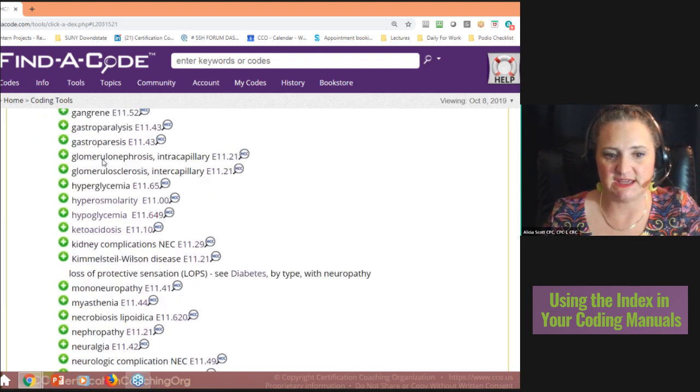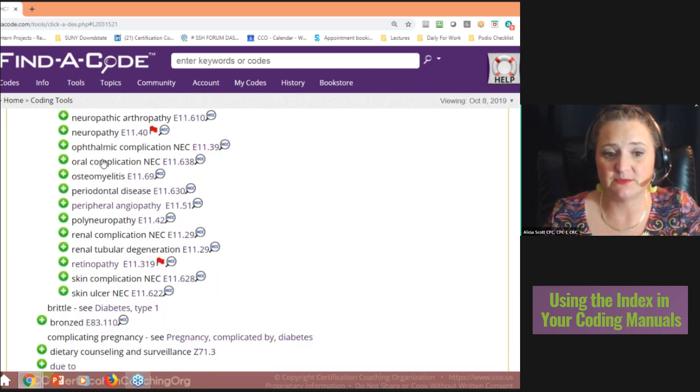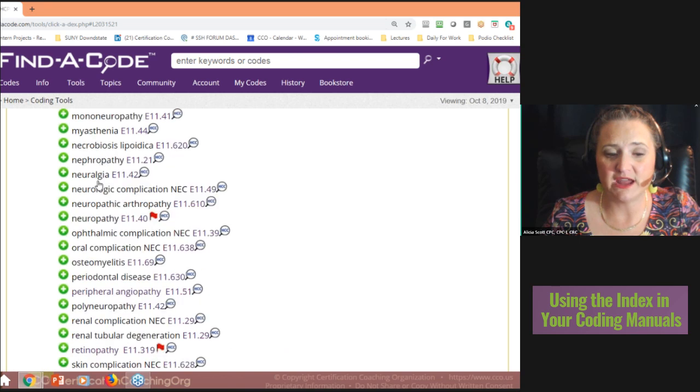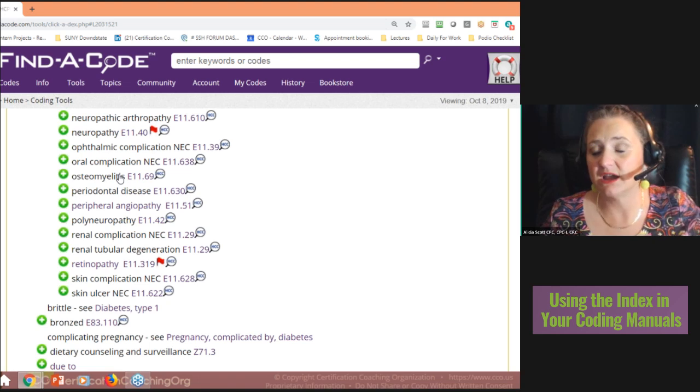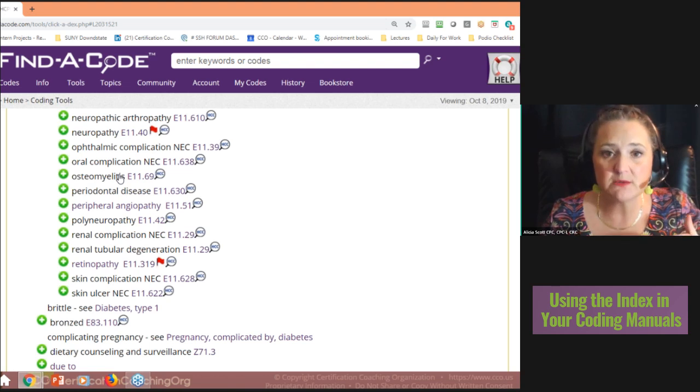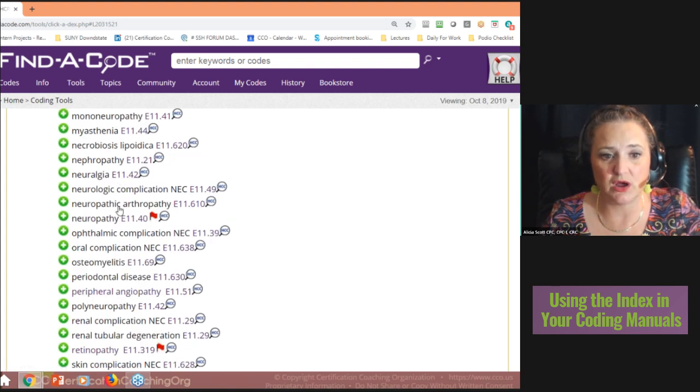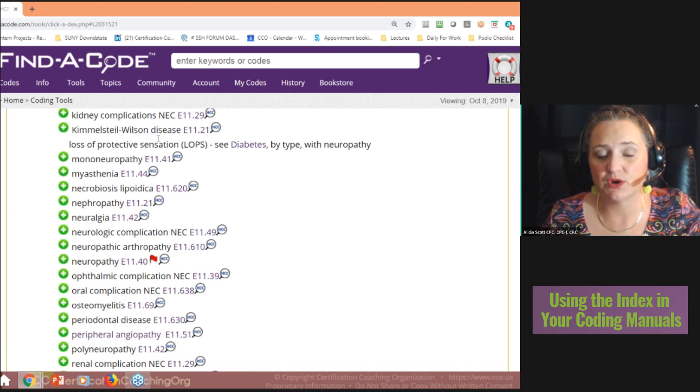Look at all of the things that diabetes can be associated with, okay? All the way down to skin complications. And of course, diabetes type 1, or some people call it brittle diabetes, but polyneuropathy, osteomyelitis, oral complications, because quite honestly, diabetes is a disease that affects every organ system. Every part of your body can be affected by diabetes. And so that's why this list is so long. Neurological complications, nephropathy. Let's see, do you even know what some of these words are?